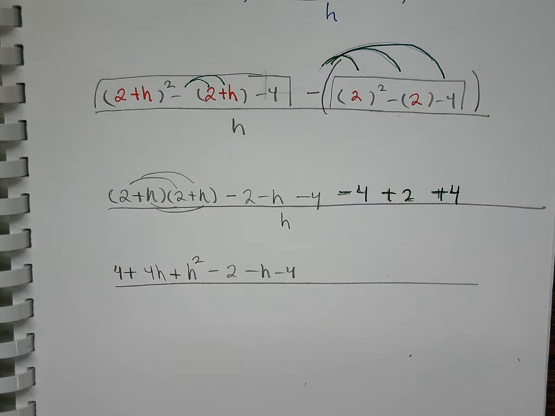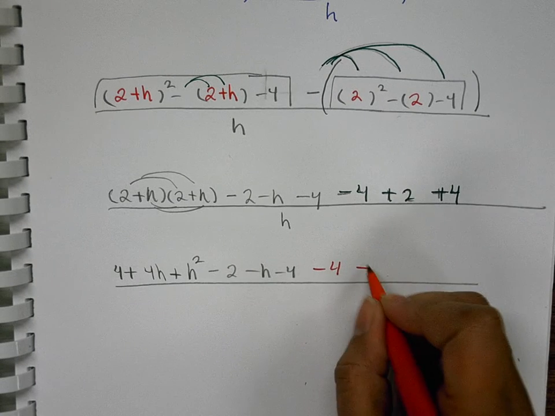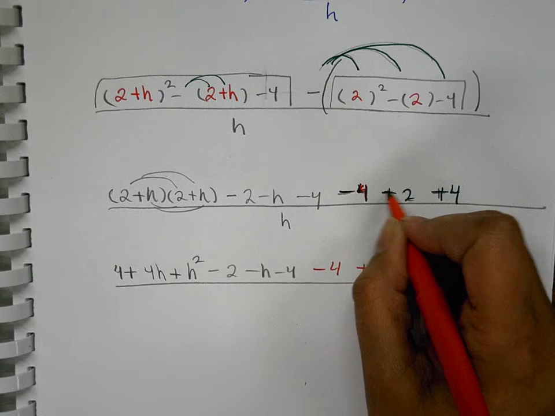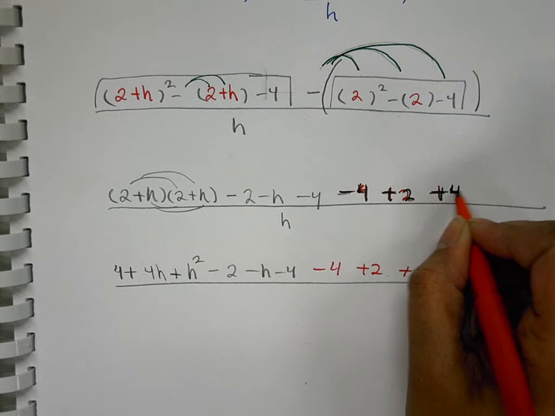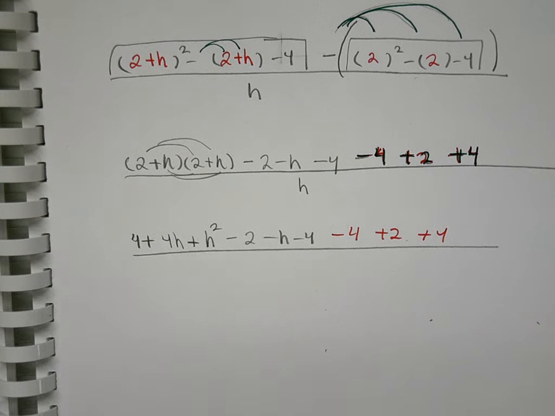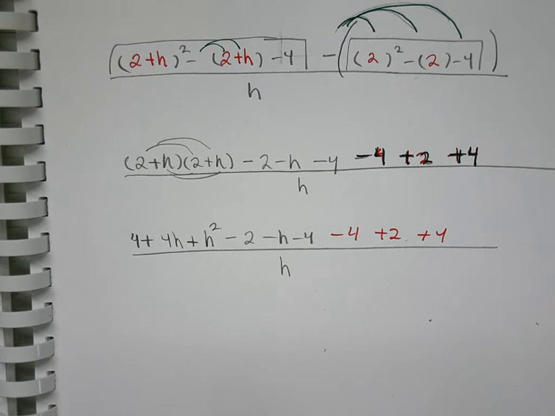Okay, so let's see where that leaves us. That's here, minus 4 plus 2 plus 4. Minus 4 plus 2 plus 4. Okay. And again, you didn't have to do it that way. That's just the way I'm doing it. Oh, all over h. Okay, let's combine like terms.